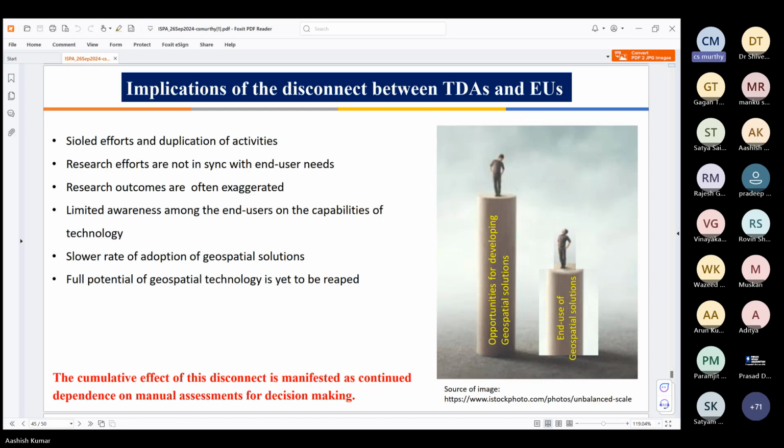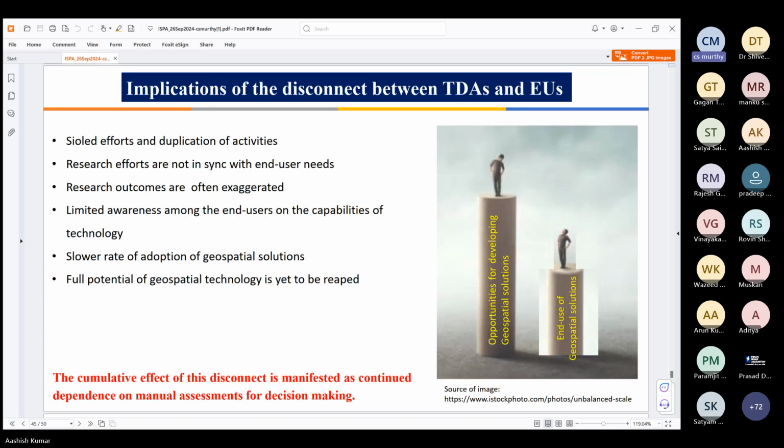The TDAs mostly have limited awareness of the end users, and limited awareness of the technology capability. Because of all these things, the adoption rate has come down. That means we have not reaped the full benefit of the technology. It's very clear: if the opportunities for developing technology solutions are at a certain number X, the end use is X minus a certain factor.